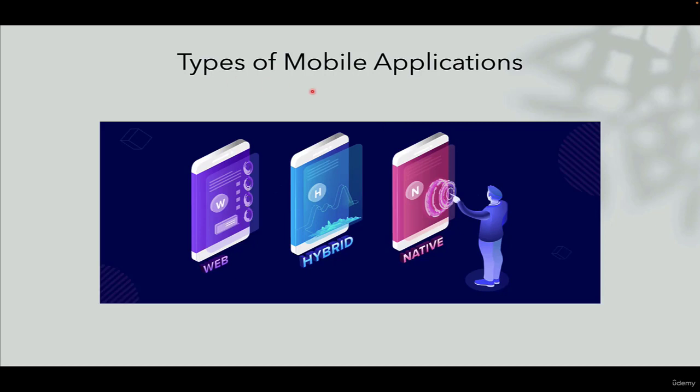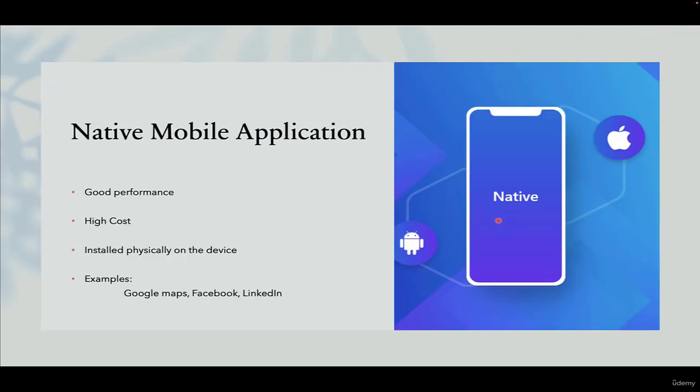So first, we need to know the types of mobile applications. This is the first question that you need to ask before testing any application. You ask the developer and the managers, which type of application is this one? Is it a web application? Is it a hybrid application, or is it a native application? So what is the difference?